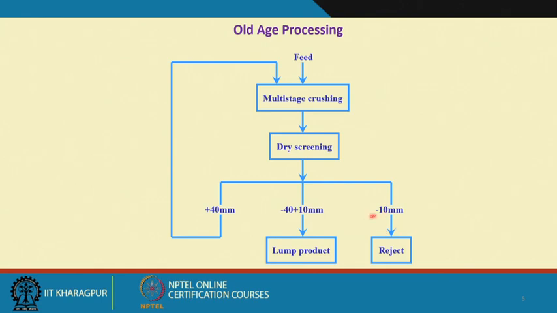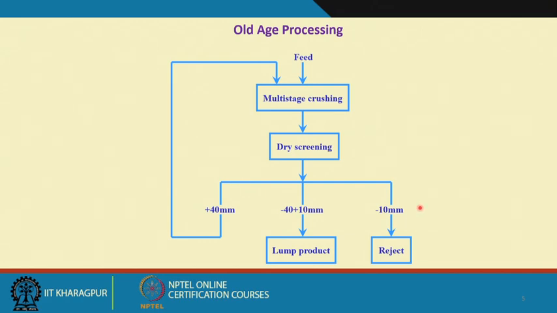But then they said that for these minus 10 mm particles we should maintain the alumina silica ratio at a particular level, and the iron content should be high, because when you are crushing it, most of the silicate materials go with the minus 10 mm material.